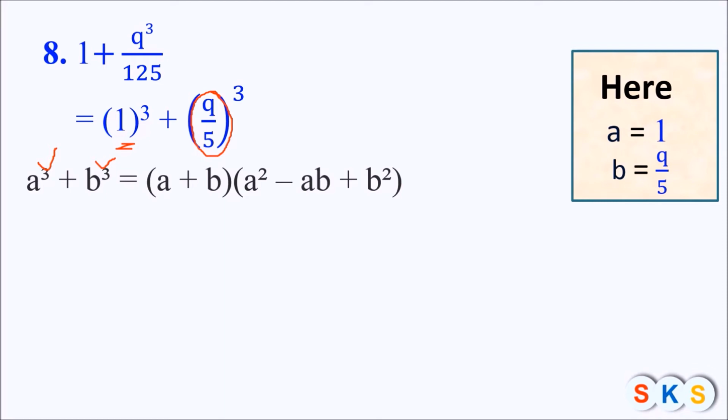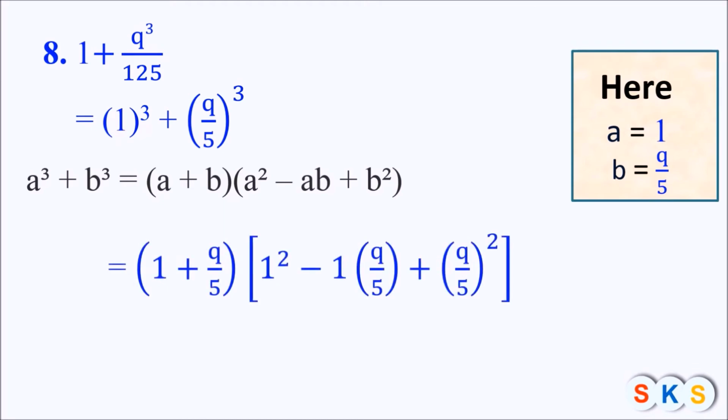Now we are going to substitute here the value of a and b in this formula. So what we will get here equals a plus b. At the place of a, what is a? You can see in the box it's 1. So at the place of a I have written 1. What is the second term in the bracket? It's b, and you can see the value of b in the box is q upon 5. So you can see I have replaced b by q upon 5. In the second bracket the first term is a square, right? And you can see the value of a in the box is 1. That's why at the place of a square I have written here 1 square.